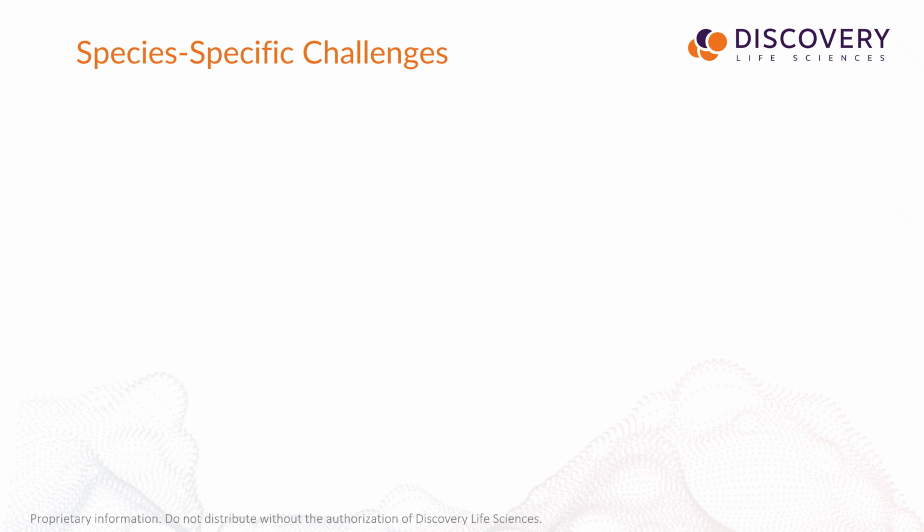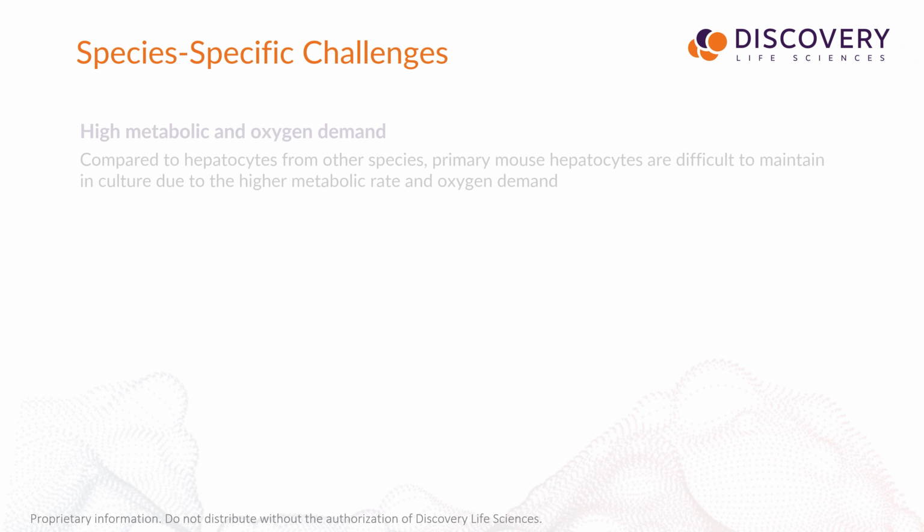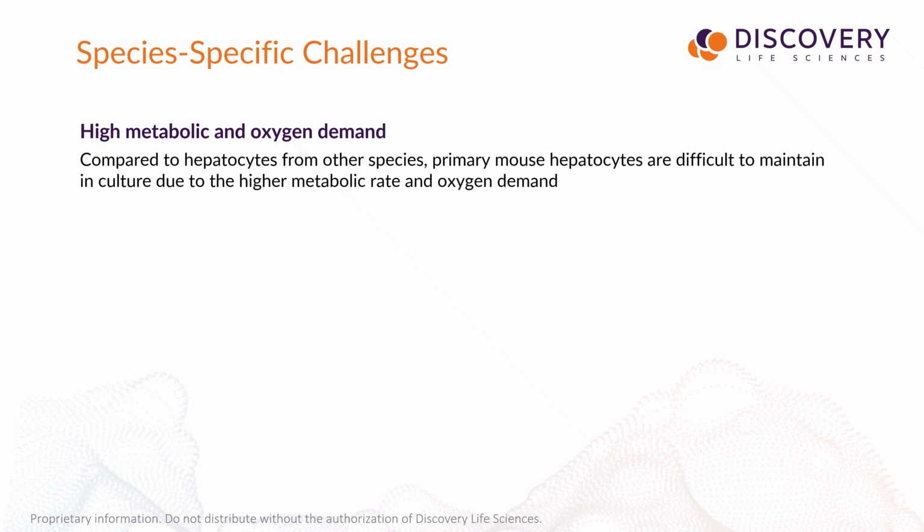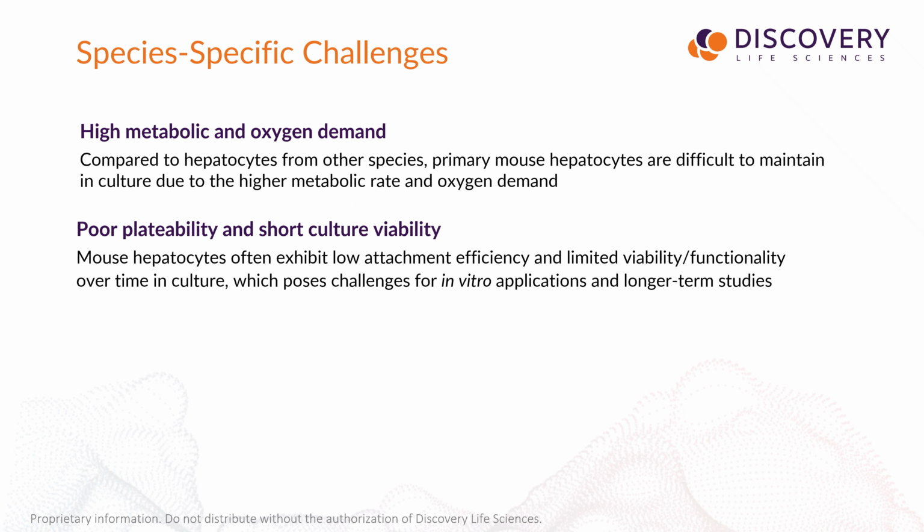Beyond strain-specific differences, species-specific factors also present unique challenges when working with primary mouse hepatocytes. Compared to hepatocytes from larger species, such as human or non-human primates, their high metabolic rate and oxygen demand makes them more difficult to maintain in culture. Moreover, mouse hepatocyte cultures often exhibit poor plateability, along with reduced viability and functionality over time, which poses challenges for in vitro applications and longer-term studies.